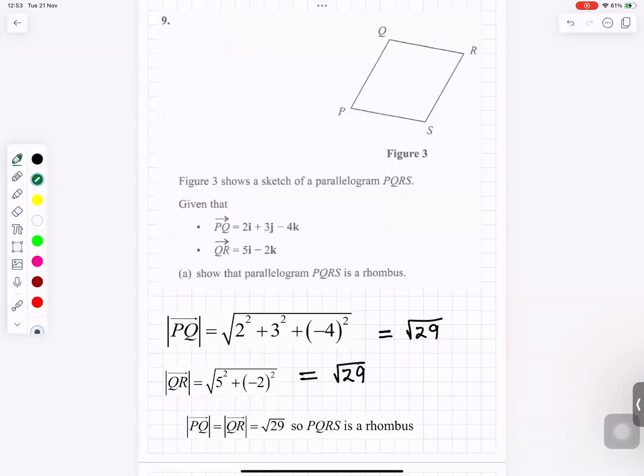So that's how you do part A. You find the magnitude of QR, magnitude of PQ, and they're the same. PQ and QR are the same, so it's a rhombus.